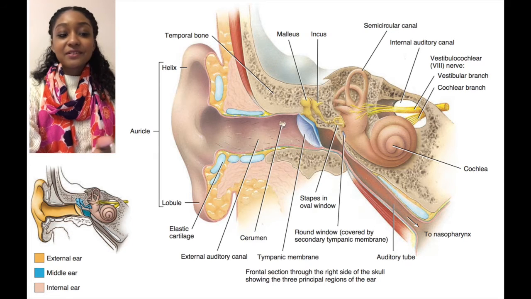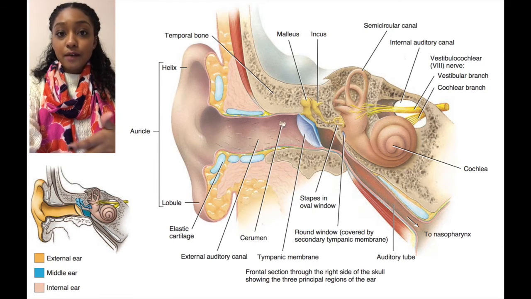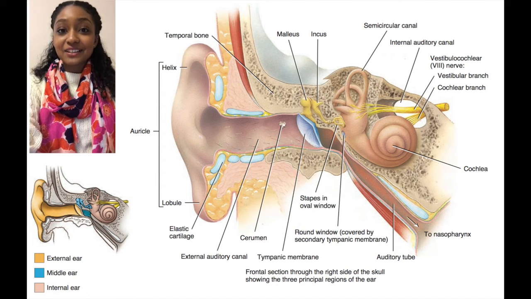The middle ear conveys sound vibrations to the oval window. It consists of the malleus, incus, and stapes. The malleus, incus, and stapes allow the sound waves to travel through the ear, and at the end of the stapes is the oval window.